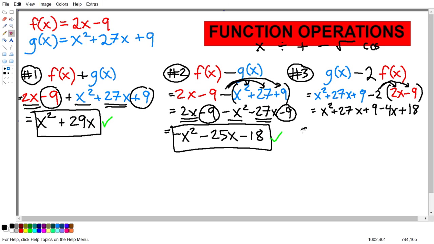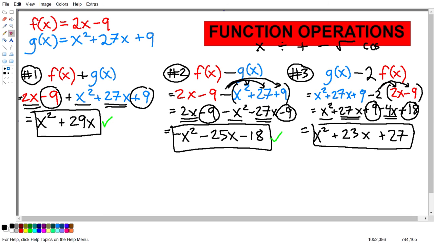Okay, so let's finally combine like terms and let's see if we got the same answer. So starting with x squared, then adding the x terms. 27x minus 4x is 23x. And finally, our constant terms, 9 plus 18. I'll ask Siri for help. I do not want to mess this one up. 9 plus 18. It's 27. Awesome. So that is going to be the correct answer.